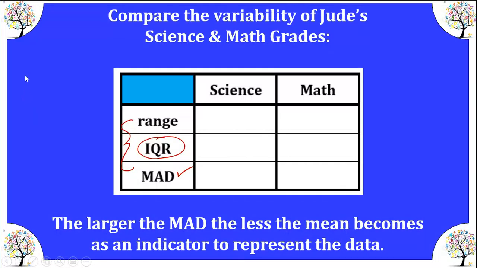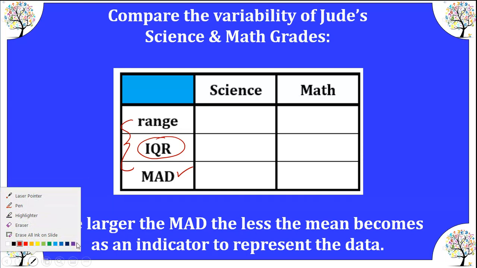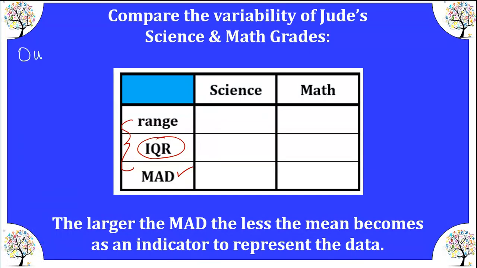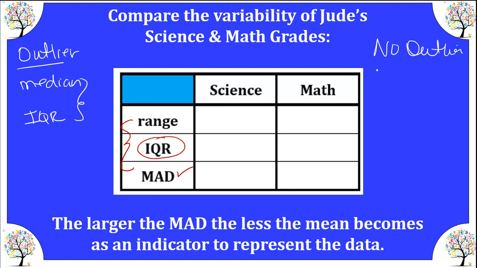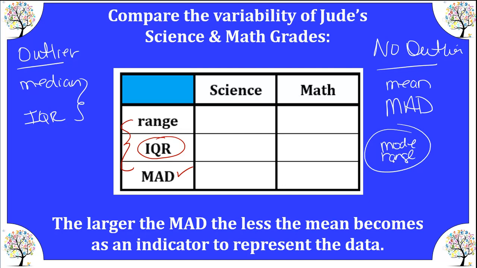Let's back up here and just recap. If you have an outlier, for your measure of center, you're going to use the median. For your measure of variation, you're going to use the IQR, because these are resistant measures. They are not affected by an outlier. If you have no outlier, for your measure of central tendency, you're going to use the mean, and for your variability measure, you're going to use the MAD. These are affected by an outlier, so use these measures when you don't have an outlier. And you can see that range and mode are not very useful for either a center number or a variability number. I hope this helps.